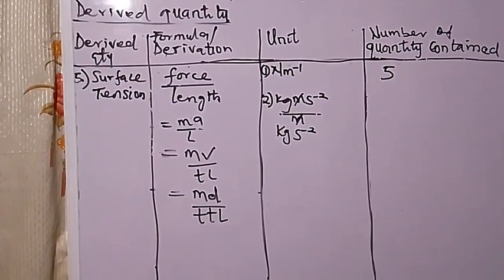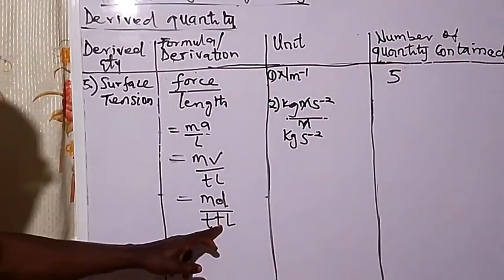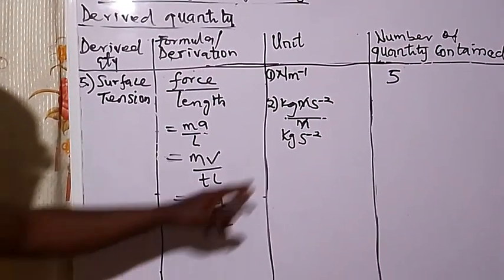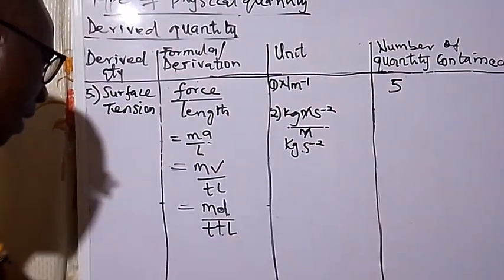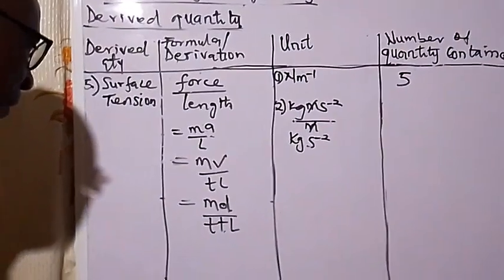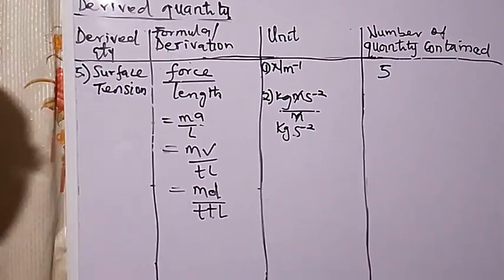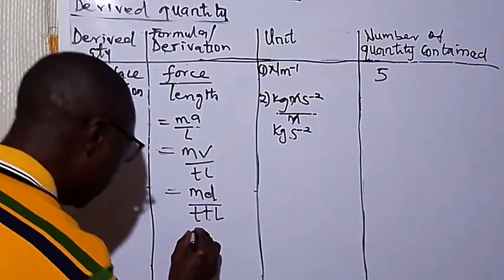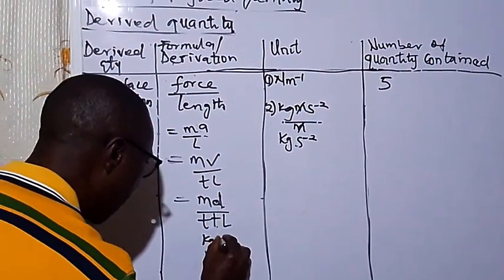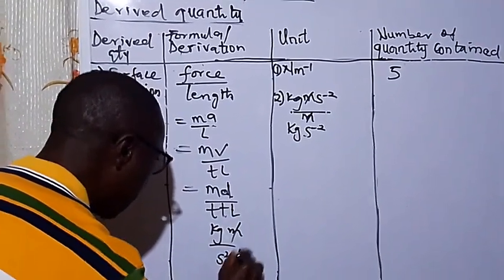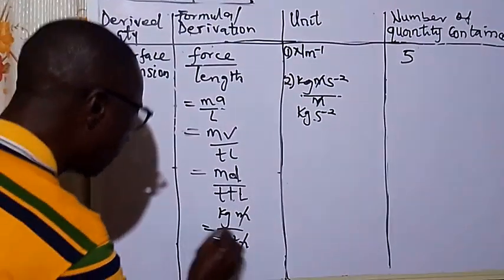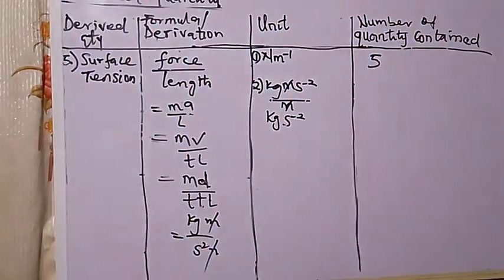And if you check the unit also from here, we are going to see that we are going to arrive at this kilogram per second square. Let's look at it together. Kilogram per second square. This one, kilogram, meter, second square, meter again, meter will cancel meter. Therefore, we are going to have kilogram per second square.